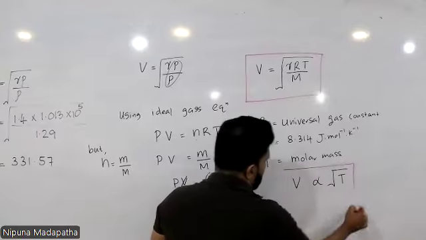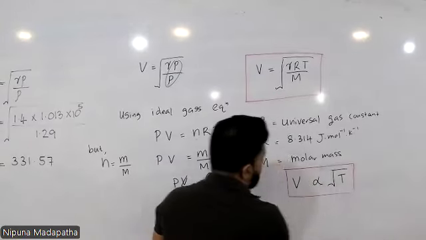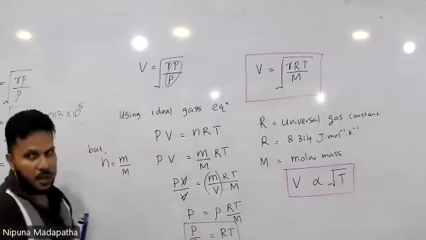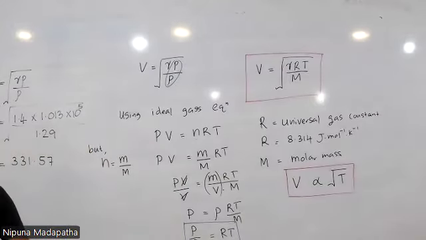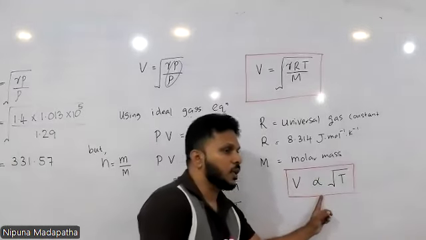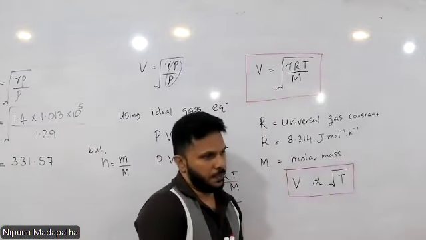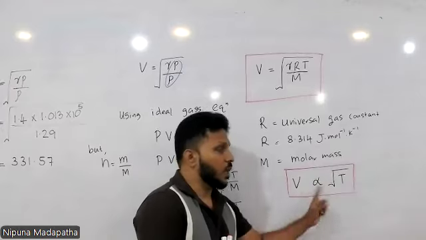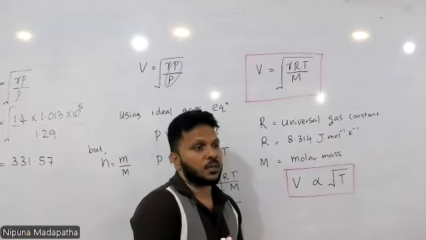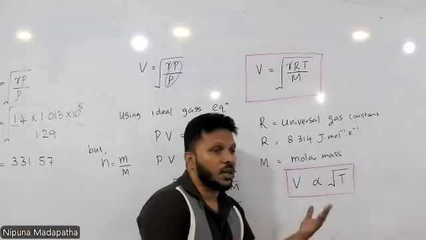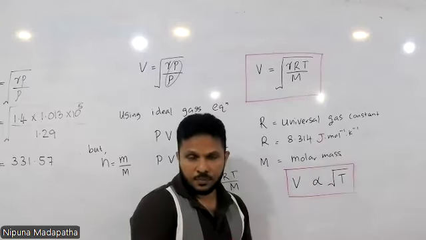That is the relation between temperature and the speed of sound in air. Speed of sound in air is directly proportional to the square root of the absolute temperature of the air. So if you double the temperature, what is the factor that speed of sound in air increased?